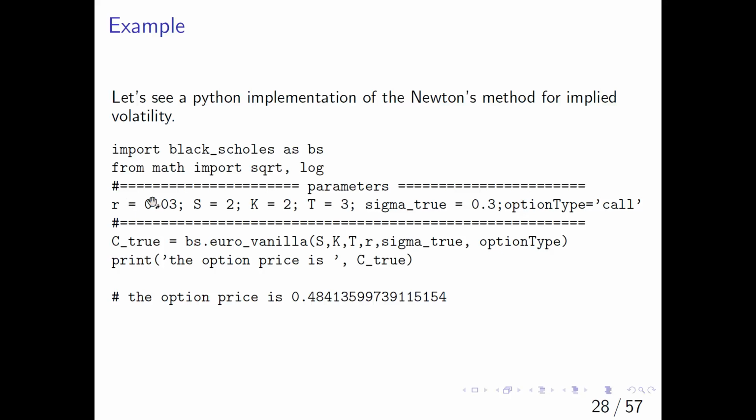So we have the given parameters. Here, R is 3%, S is 2, that means the current spot level is 2, and K is the strike level, and the current time to maturity is 3 years. And sigma true here is 0.3. The European type is call.